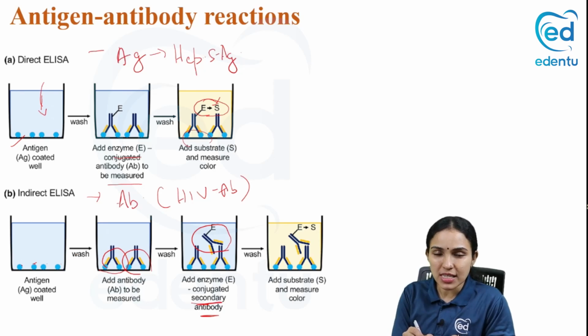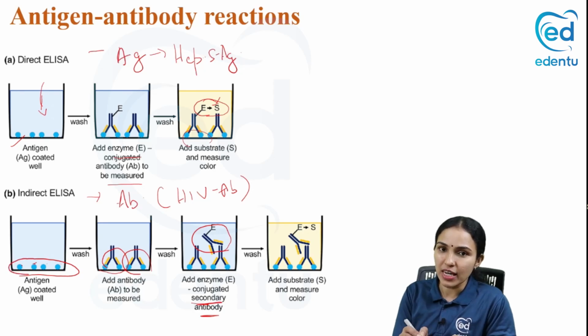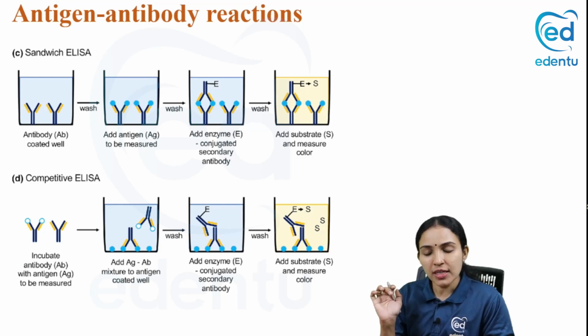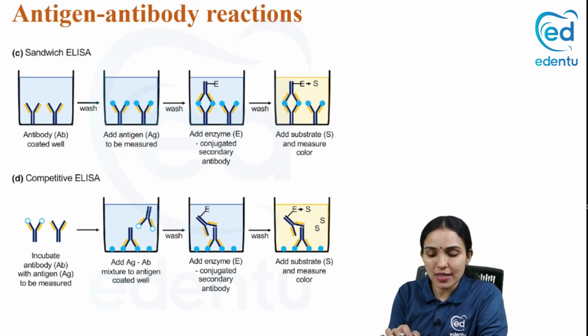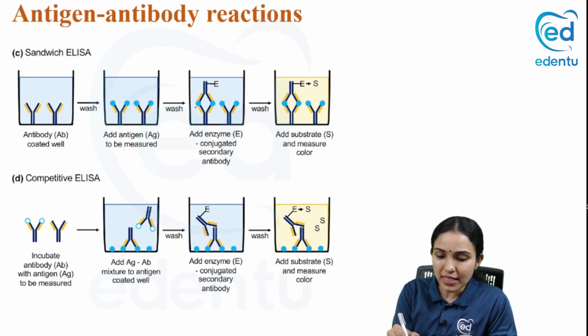So indirect ELISA is for detection of antibodies in most of the cases. To detect antibodies, you're coating antigens in the well. We have the patient's serum which contains the antibody, and you are adding a secondary antibody conjugated with the enzyme. That is indirect ELISA. The next one is sandwich ELISA. Sandwich ELISA is interesting. Why? Because you can see in this figure, the antigen is sandwiched between two antibodies. That is why it's called sandwich ELISA.